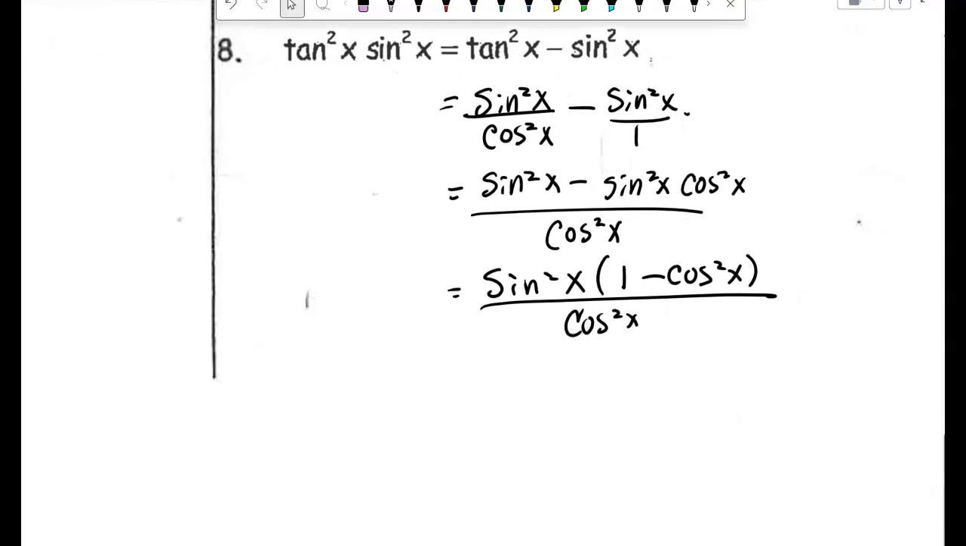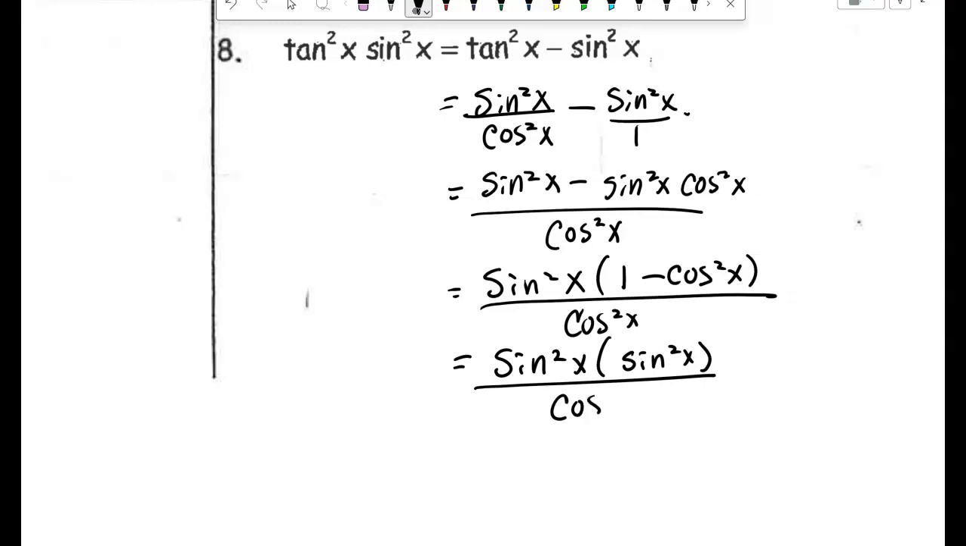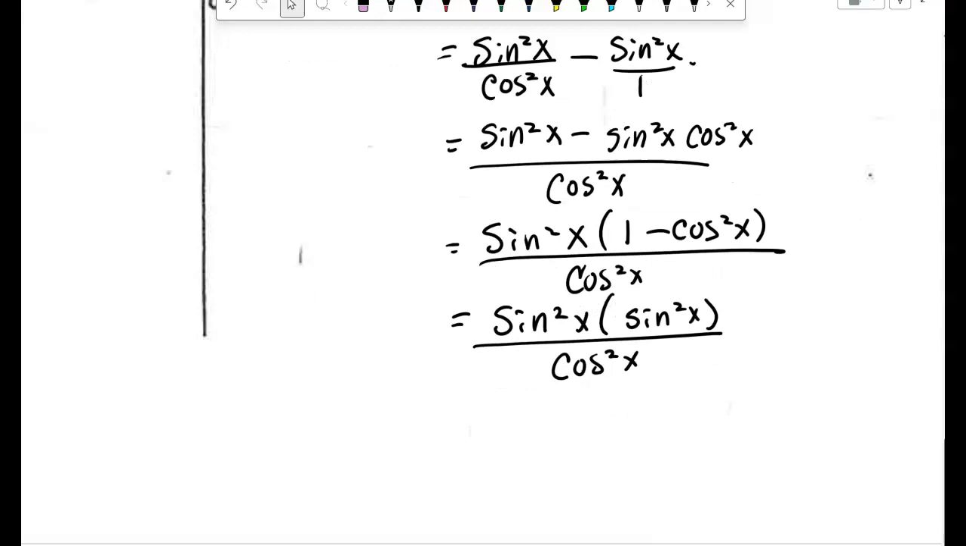What do I do next? Yeah, 1 minus cosine squared x, isn't that one of our identities? Yeah, so that's sine squared x. Okay, we're getting so close.